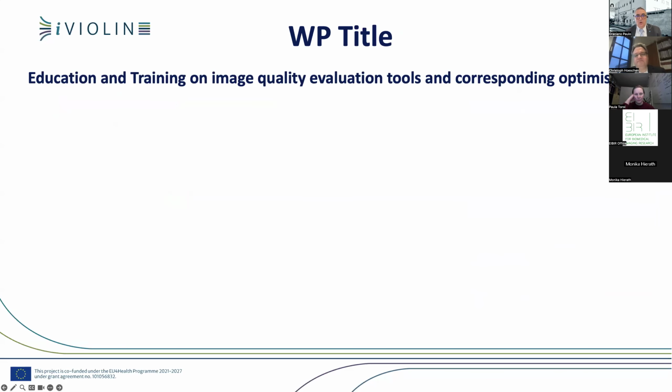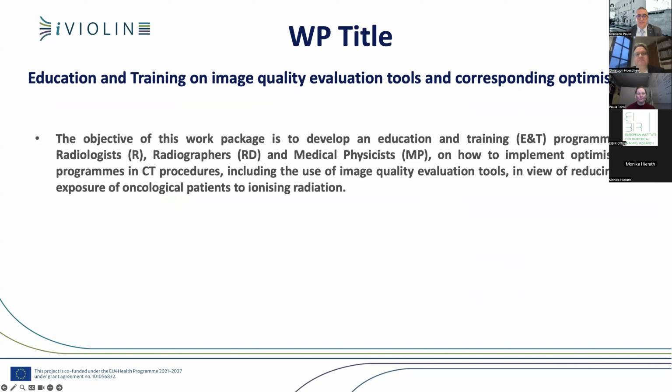So this work package is about education training on image quality evaluation tools and corresponding optimization. And the objective of this work package is to develop an education training program for radiologists, radiographers, and medical physicists on how to implement optimization programs in CT procedures, including the use of image quality evaluation tools in view of reducing the exposure, especially of oncological patients, to ionizing radiation.